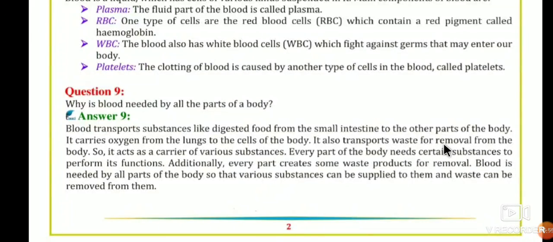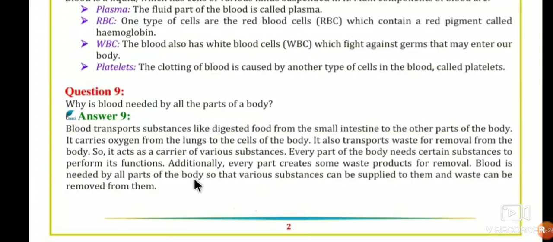It also transports waste for removal from the body, so it acts as a carrier of various substances. Every part of the body needs certain substances to perform its function. Additionally, every part creates some waste products for removal. So blood is needed by all parts of the body.